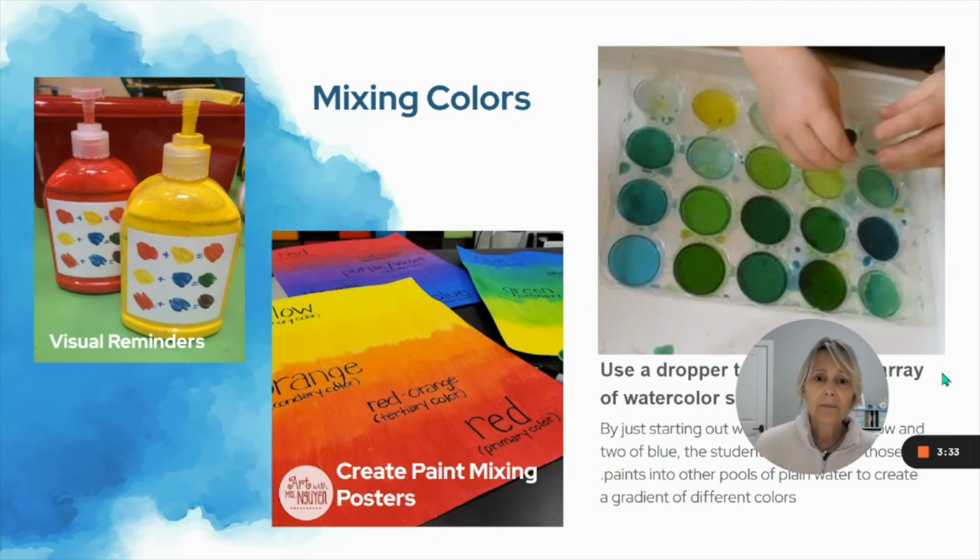Mixing colors. This is going to be both with watercolor and tempera paints, but using visual reminders on the pump bottles. Those are hand sanitizer bottles. Using those visual reminders to help the kids remember how to mix colors. Using water droppers with containers to let them mix their liquid paints and have those ready to go. And then creating posters with all the range of colors is a great visual for the kids to have on hand as well. You can also have the kids make them.